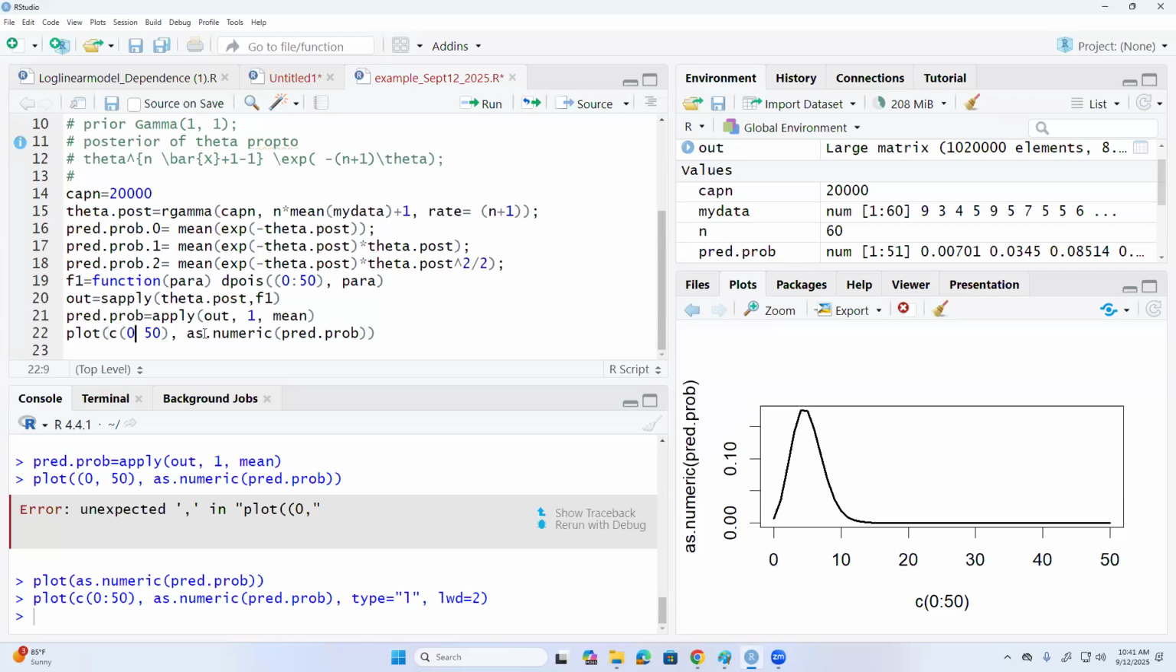Okay, so I'm fine making mistakes, but you have to write C, 0, and I want to do what? I want to plot against 0, 1, 2, 3 up to 50, and these values 0 colon 50 means like that.